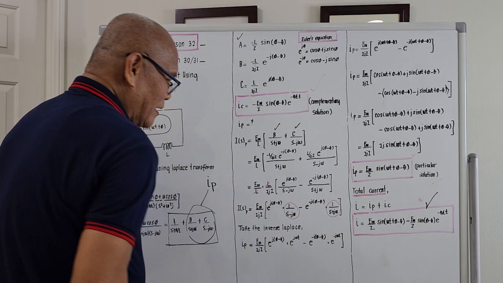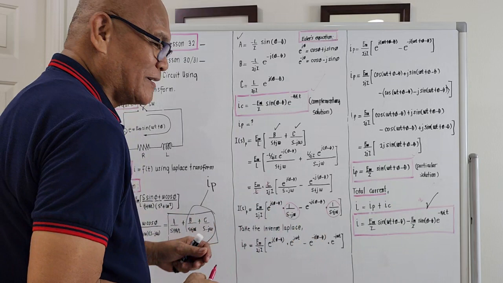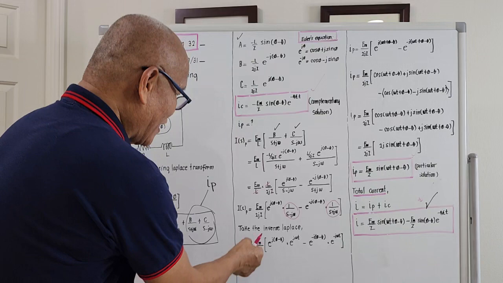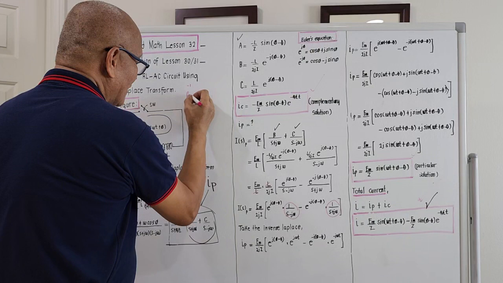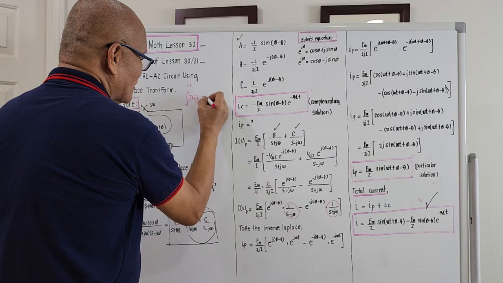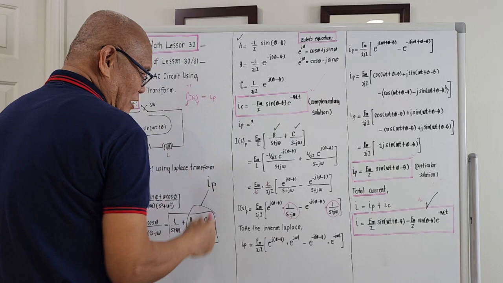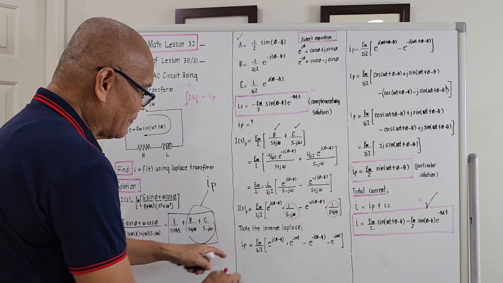I write first the exponential thing, right? Because if we now try to take the inverse Laplace transform of both the left and right, I will concentrate on this one, and I will concentrate on this one. So taking the inverse Laplace of both sides, the inverse Laplace of capital I as a function of s with the subscript p will just be simply I as a function of t, the one we are looking for, the particular solution.